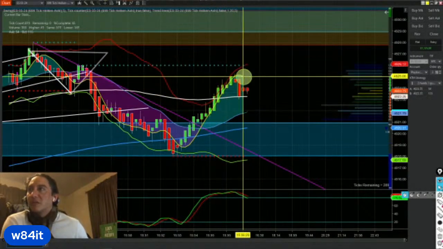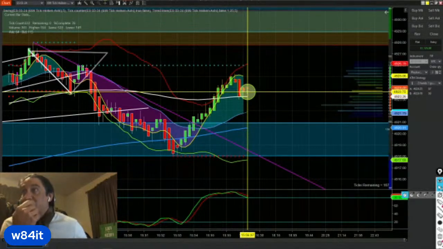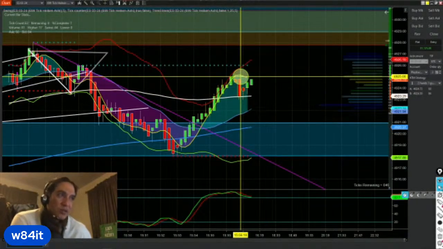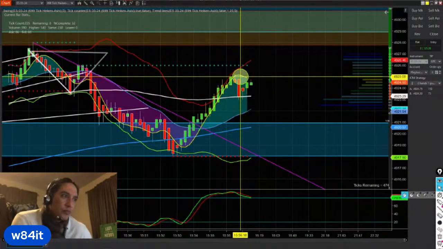What do I know? I'm not as versed on the alts here, the substitution plays. I guess it checks to see if there's support there, but it's not pushing down right here at all.